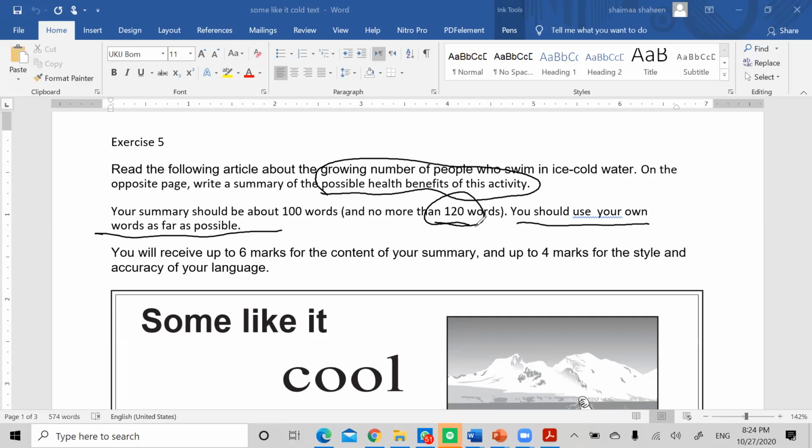So you will be asked to find the health benefits of this activity. How many points do I have to find? He didn't mention how many points, but I know that I receive 8 marks for the content. It means that I have 8 health benefits for the extended and 6 for the core. And another 8 marks for the language. So what would happen if I exceeded the word limit?